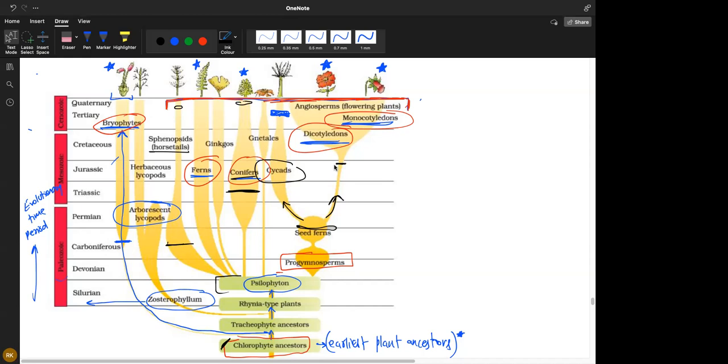One take home line from this. The seed ferns got divided into cycads and dicotyledons, which then developed a monocotyledon. Yes, perfect. And you can also add that the seed ferns are the ancestors for the most abundant plant on the planet right now, which is angiosperms, right? Angiosperms could be both dicots or monocots, correct?